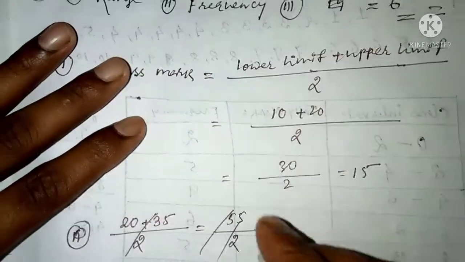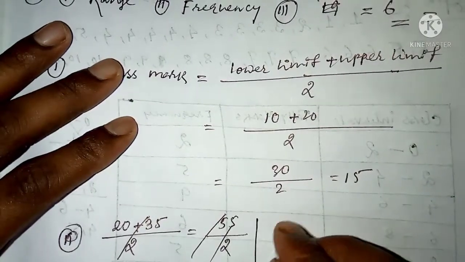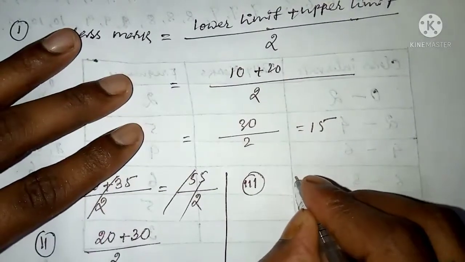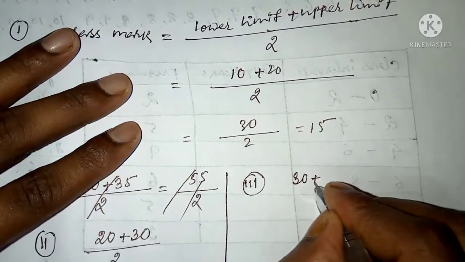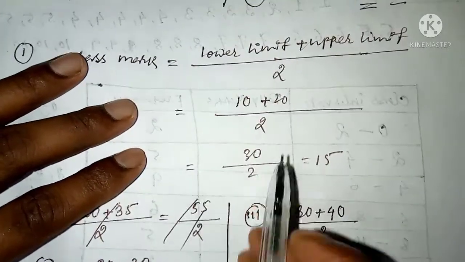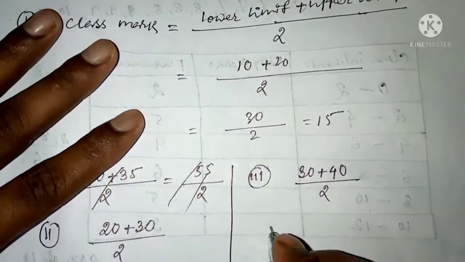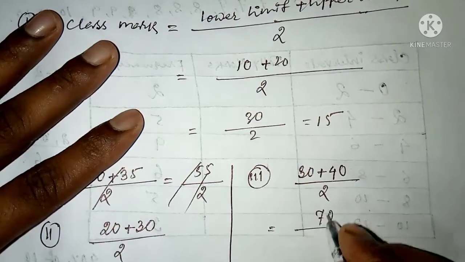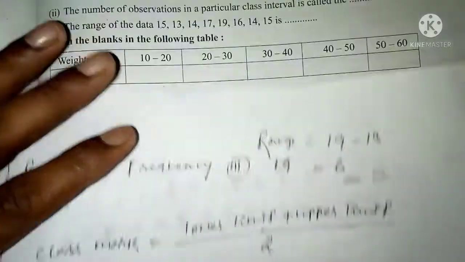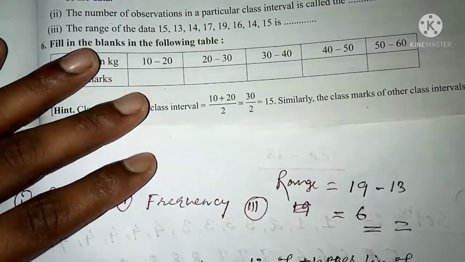Then go for the third one. The third one is 30 and 40. Lower limit is 30, upper limit is your 40, divided by 2. I am just putting in this formula. 30 plus 40 is 70, 70 divided by 2 is your 35. So now these remaining two are given to you as homework.